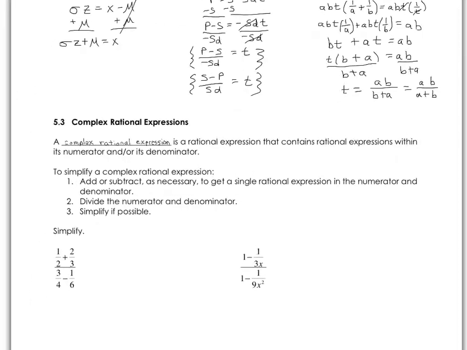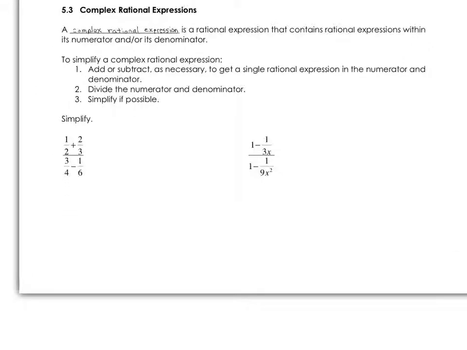So in section 5.3, we have complex rational expressions. A complex rational expression is a rational expression that contains rational expressions within its numerator and/or its denominator. So we have fractions within fractions. We want to simplify. We can add or subtract as necessary the fractions to get a single rational expression in the numerator and the denominator. And then we divide, and then we simplify if possible.